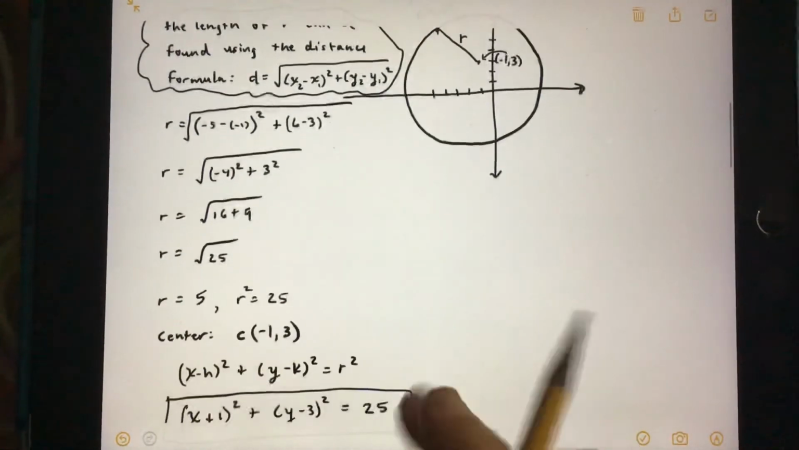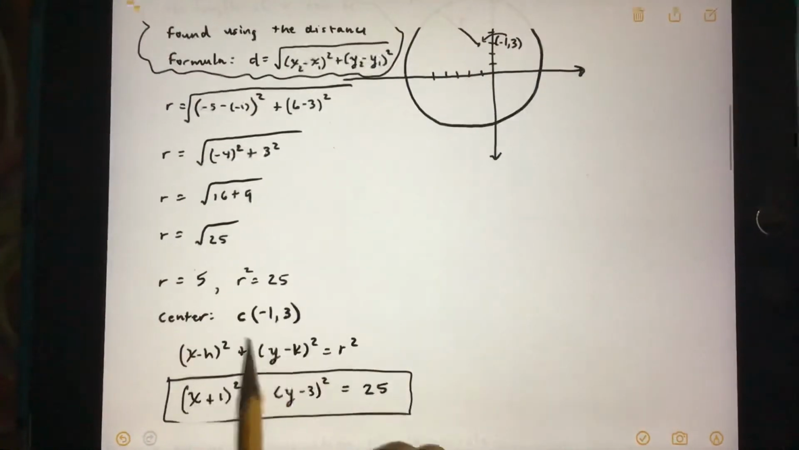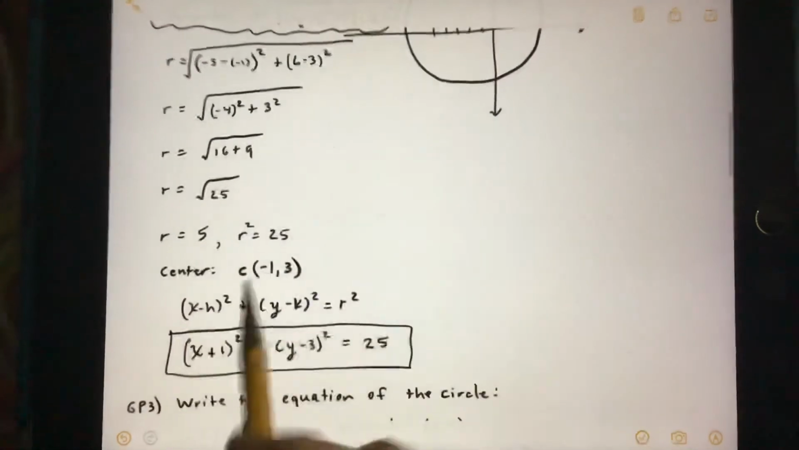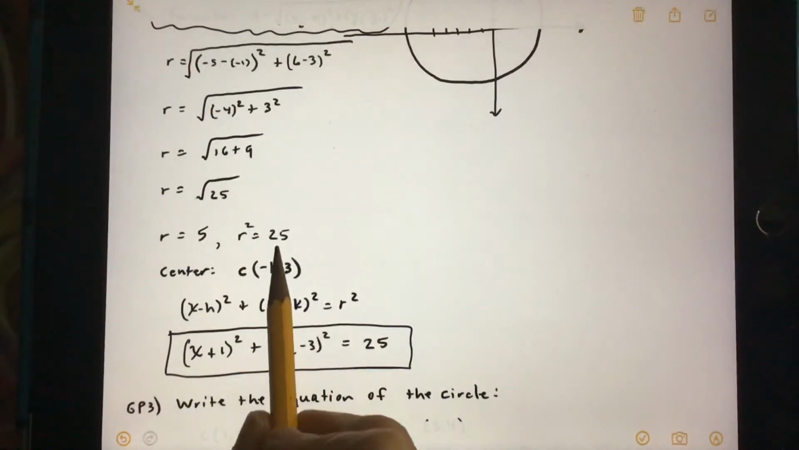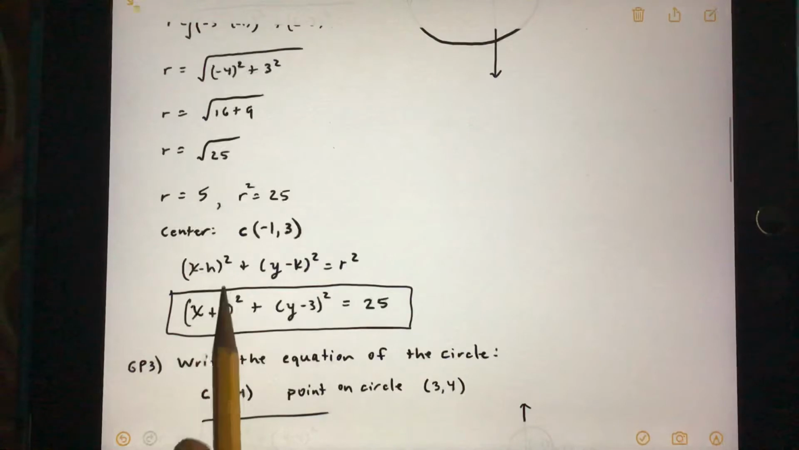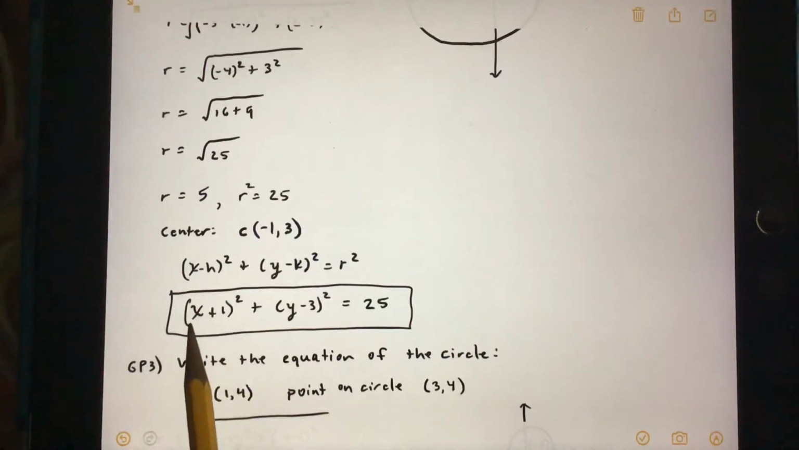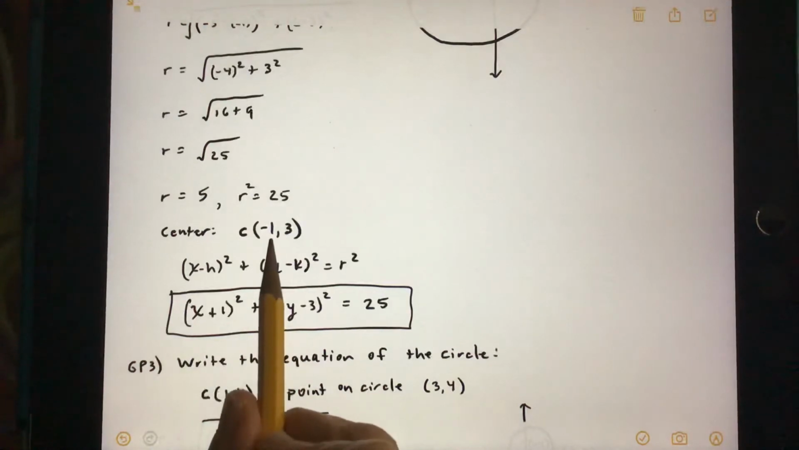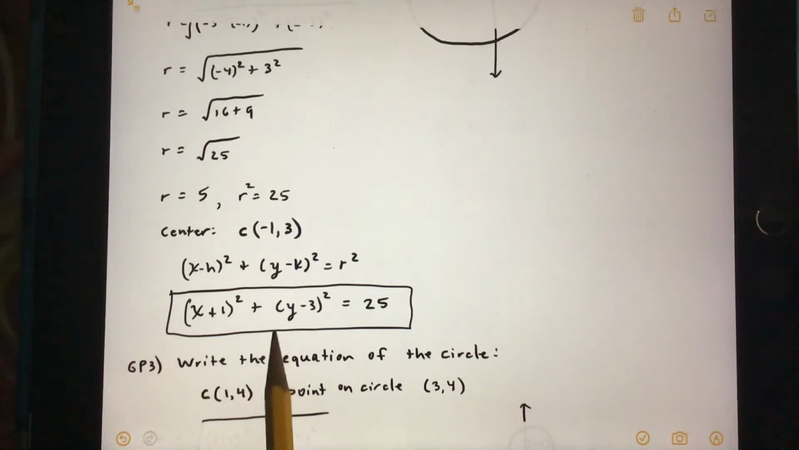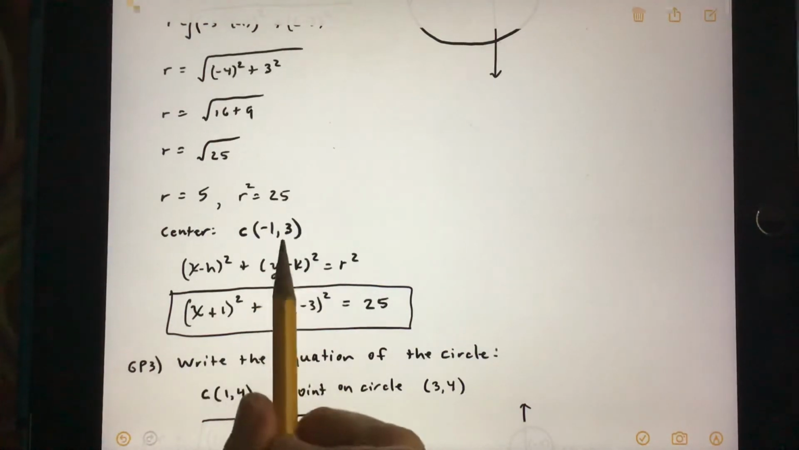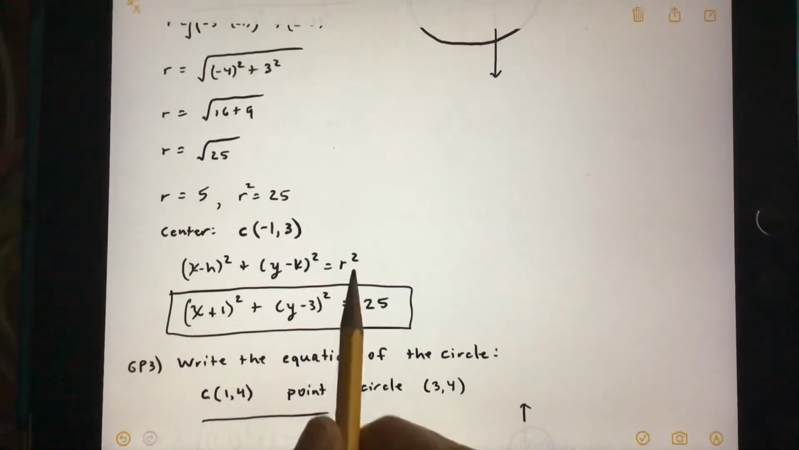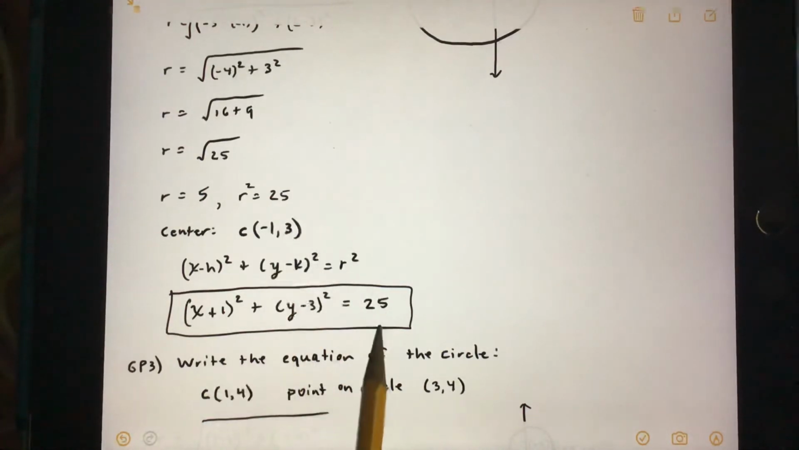Okay, so now I'm ready to write the equation of my circle. I've rewritten the center here just so I have it in front of me. There's my h and k, and there's my r squared. So remember, I'm going to write the opposite of the numbers that I see at the center. So (x + 1)², that's the opposite of −1, plus (y − 3)², that's the opposite of 3 here, is equal to my r squared, which I've already written down is 25.